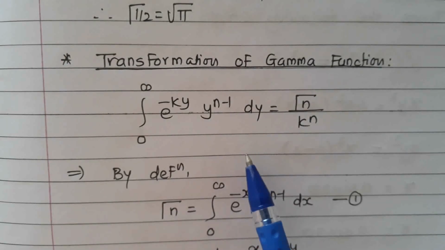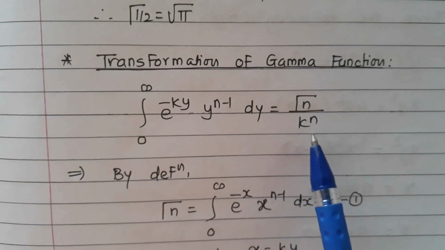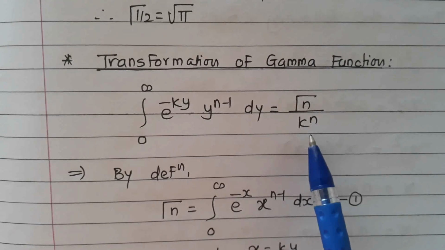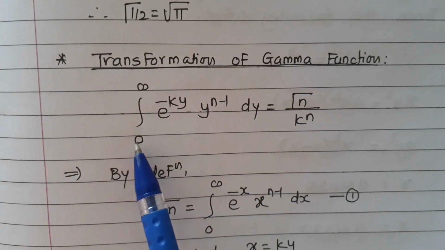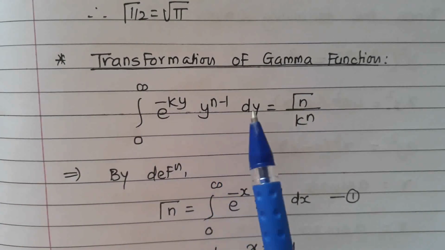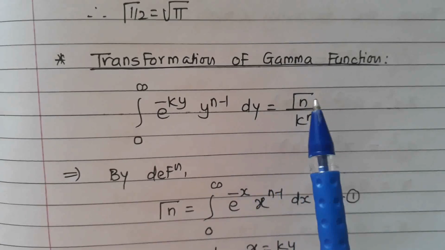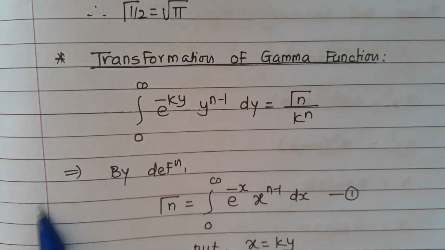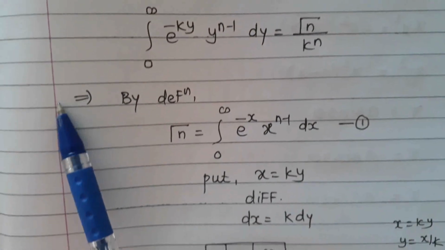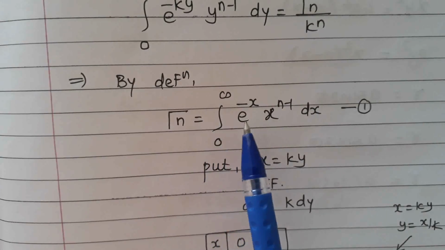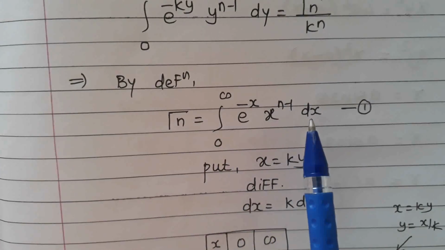Next important point is the transformation of gamma function. This is also useful many times in the evaluation of real definite integrals. This result is that the integral 0 to infinity e raised to minus ky, y raised to n minus 1 dy is equal to gamma n upon k raised to n. To prove this result, we again use the basic definition of the gamma function. Gamma n is equal to the integral 0 to infinity e raised to minus x, x raised to n minus 1 dx.